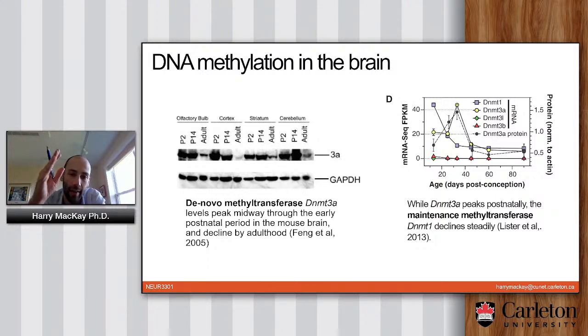DNMT3A remains high a little bit longer, but ultimately by adulthood, if you look at this plot with age, by the time the mouse is about 60 days old, both the DNMT1 and 3A are at fairly low levels because most of the action for DNA methylation has already been taken care of. Because the DNA methylation is very stable, almost kind of permanent, once it's all taken care of and established, you don't need to go in and keep working on it. It's just there and you're all set for life.